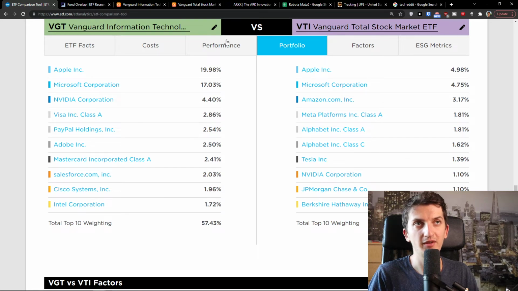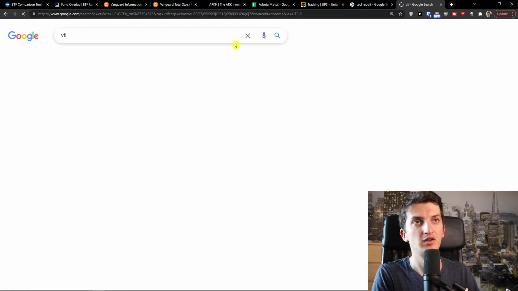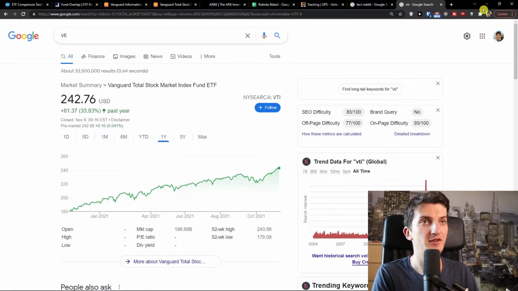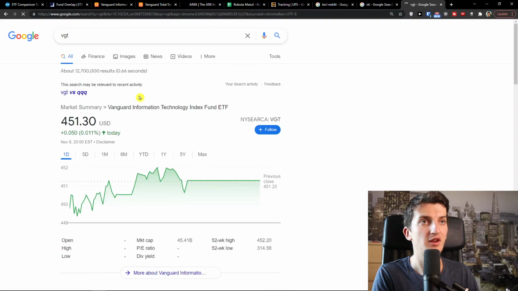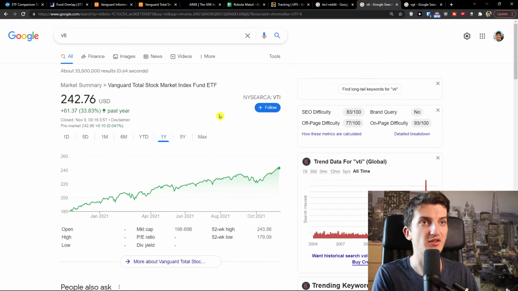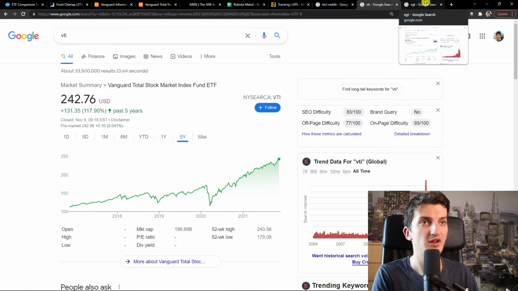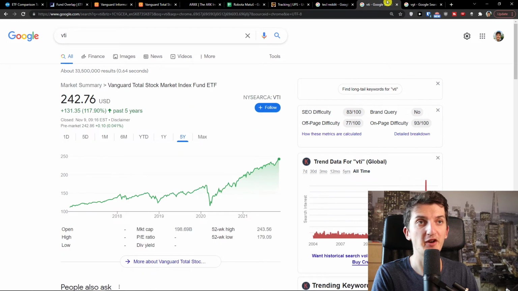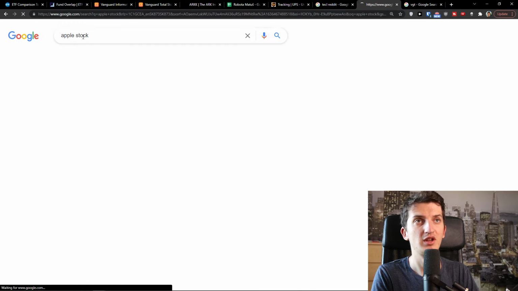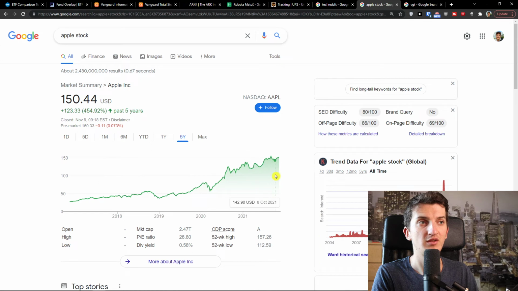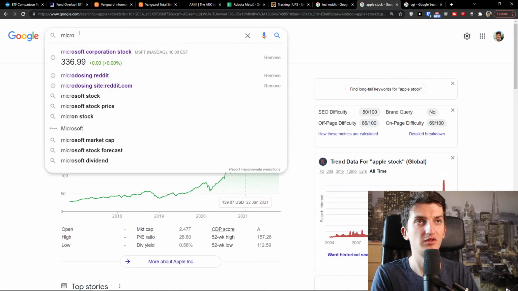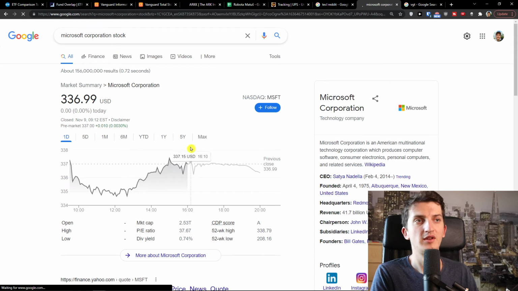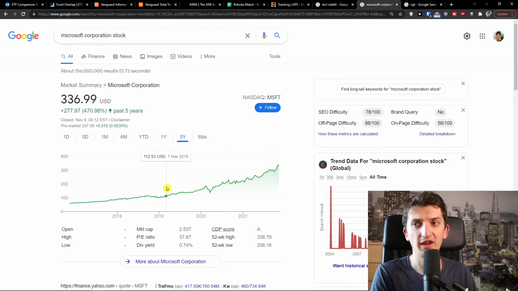But I agree, when you look at the performance here, for the past 1 year, VTI is 34% and VGT 39%. When we see 5 years, 117 here, 279 there. So you see that for the past 5 years, VGT was performing better compared to VTI, only because when 37% is Apple stock and Microsoft stock, it was copying these stocks. So this is something that is important to say from my perspective.